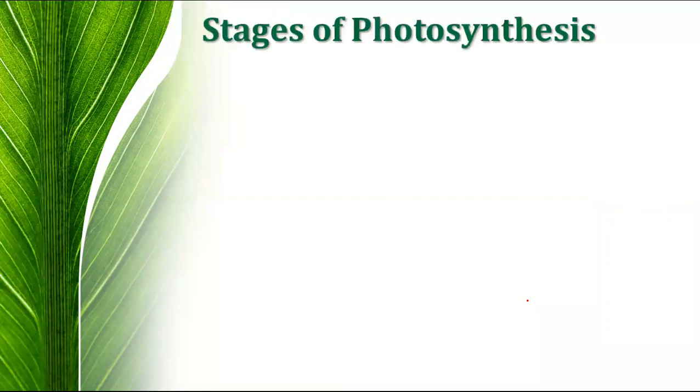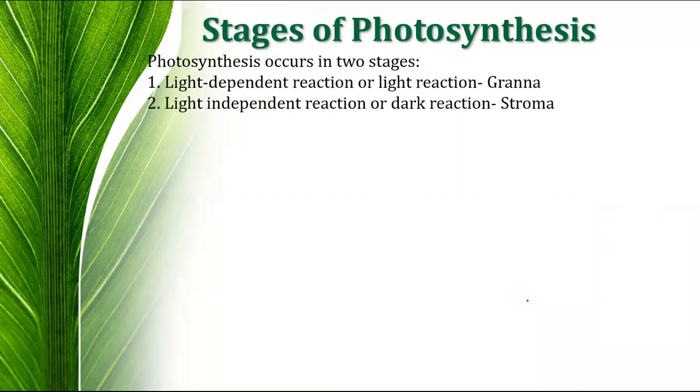Now we are focusing on the stages of photosynthesis. I have already said that there are two kinds of stages: the light reaction, which we call light dependent, and second is the light independent, that is the dark reaction. The light reaction occurs in the grana and the dark reaction occurs in the stroma.